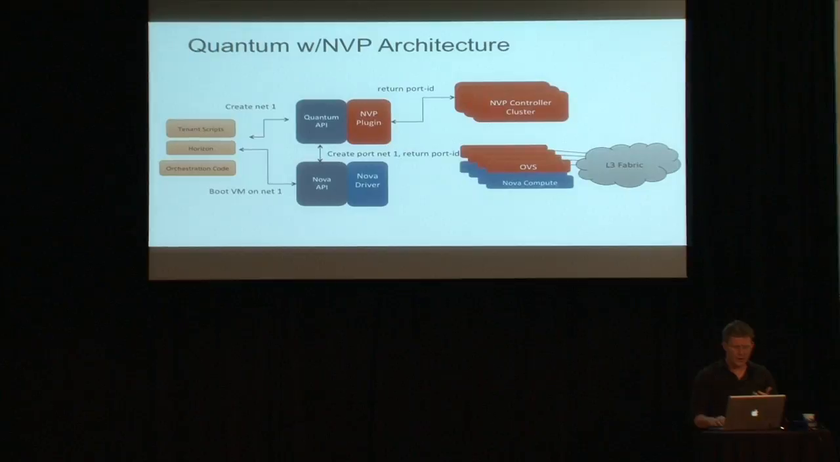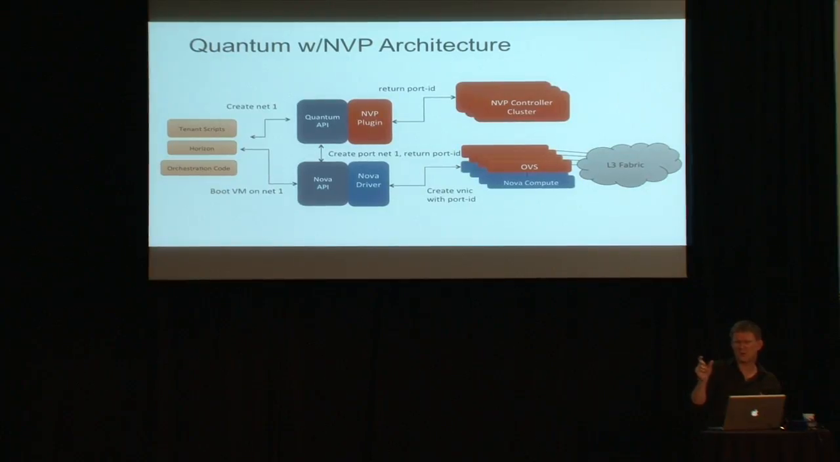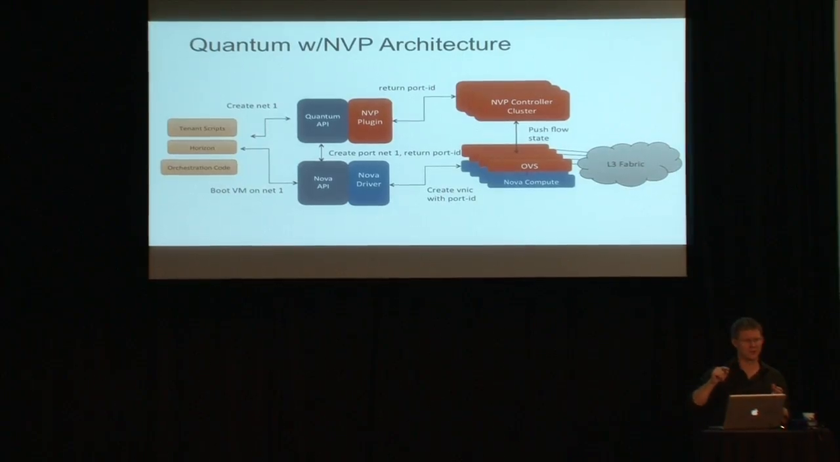And you'll see why in a second. Because ultimately, Nova is going to schedule to some Nova compute node, and it's going to pass that port ID along, saying, when you create a VNIC for this VM, it's associated with this Quantum port ID. And the reason that's really important is that you need to complete this loop, right?